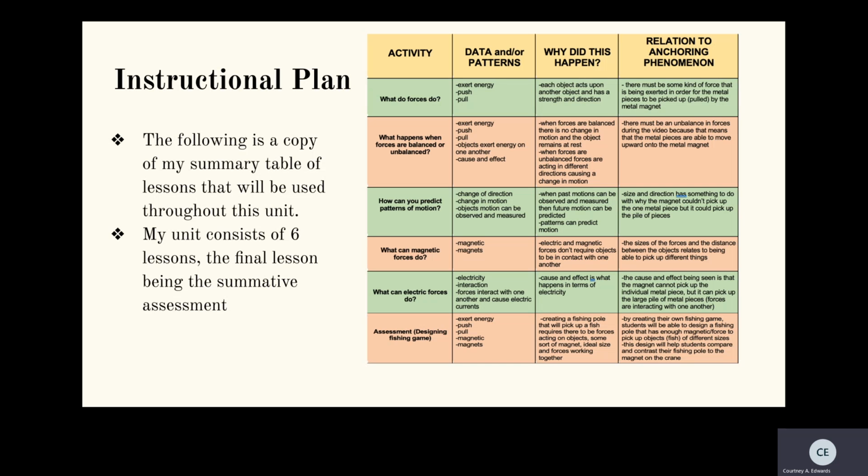So lesson 1 is, what do forces do? The purpose of this lesson is for students to observe moving objects and be able to describe how they are moving.